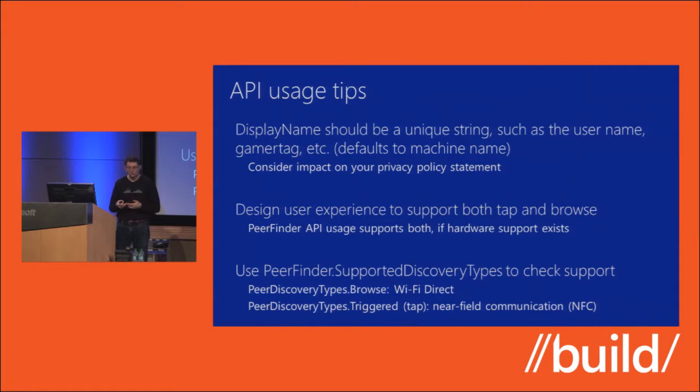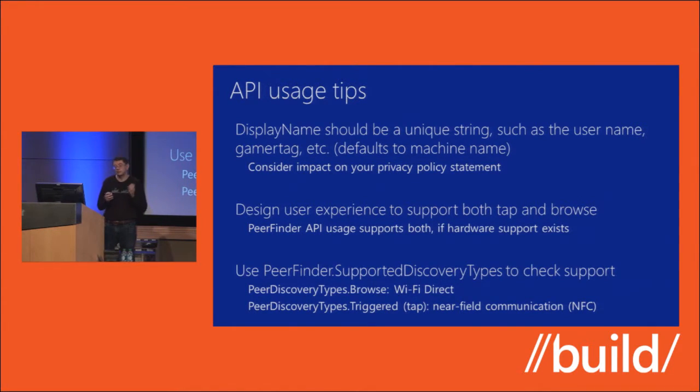Because if you are on, say, a desktop machine with no NFC radio, you might not want to have a tap message on there. Or if you're on some other class of machine that doesn't have Wi-Fi Direct, you might not want to have that type of message. So if you want to pay attention, there's a SupportedDiscoveryTypes property of PeerFinder that has a flag for which ones are actually supported in the hardware of the machine that you're running on. So you could use this, for example, to tailor what message you're going to display on the screen to tell the user what to do. So all that support is there.